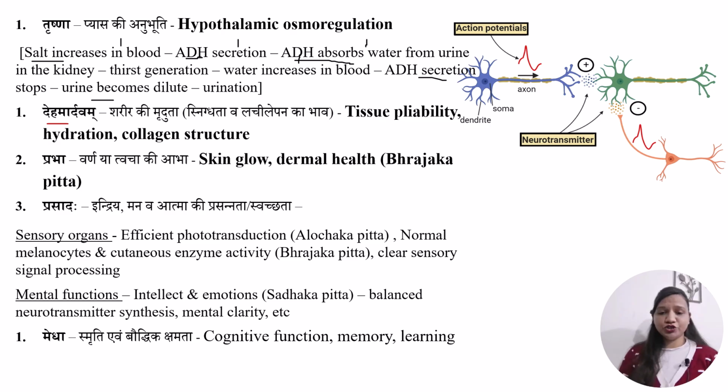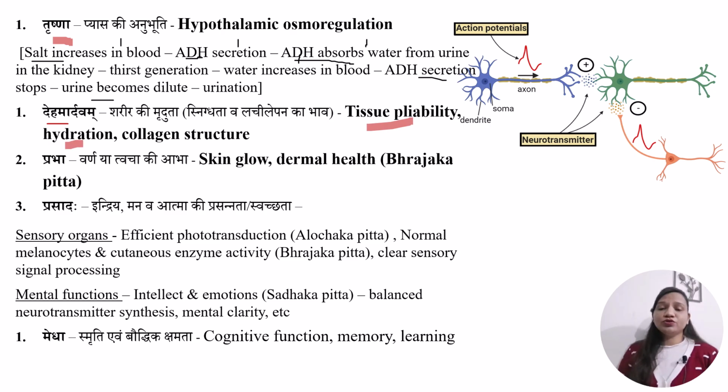So this tissue pliability is attained by proper hydration. When the skin is hydrated, when the tissues are properly hydrated, tissue pliability occurs. We have already seen that for proper hydration or osmoregulation in the body, Pitta dosh is responsible. So here also, for proper tissue pliability, hydration is important, and for hydration Pitta dosh is important.